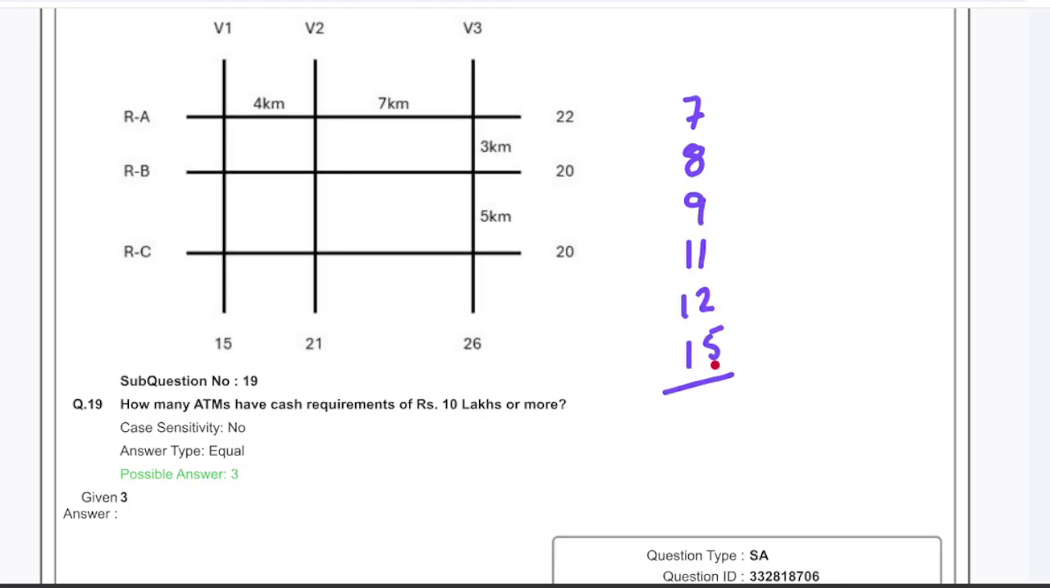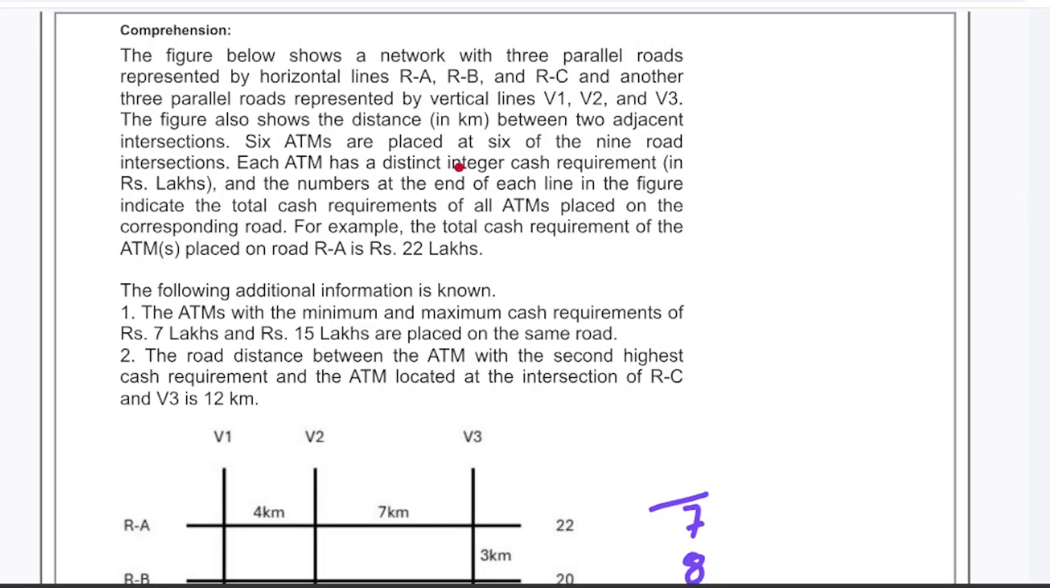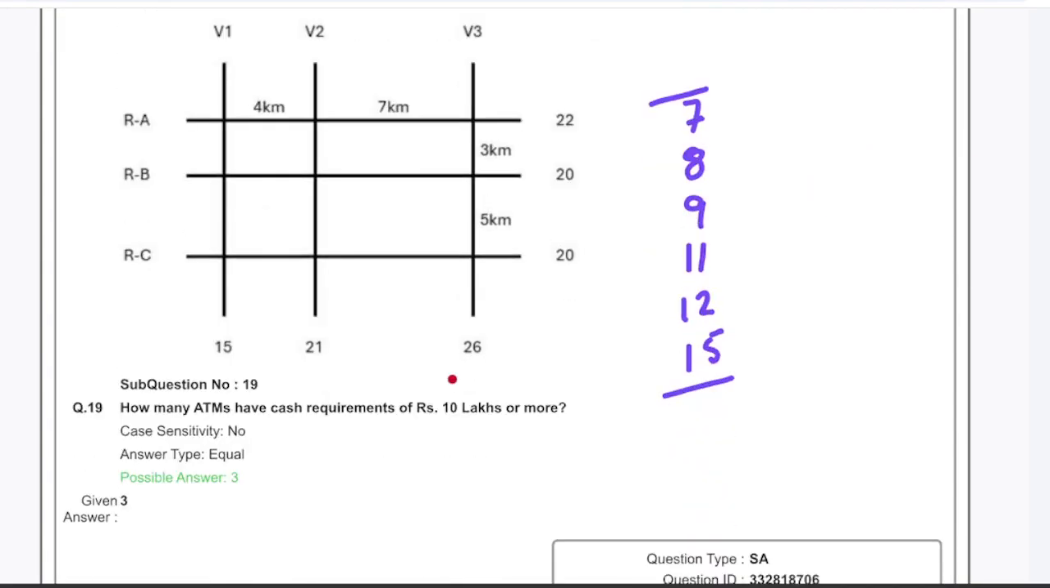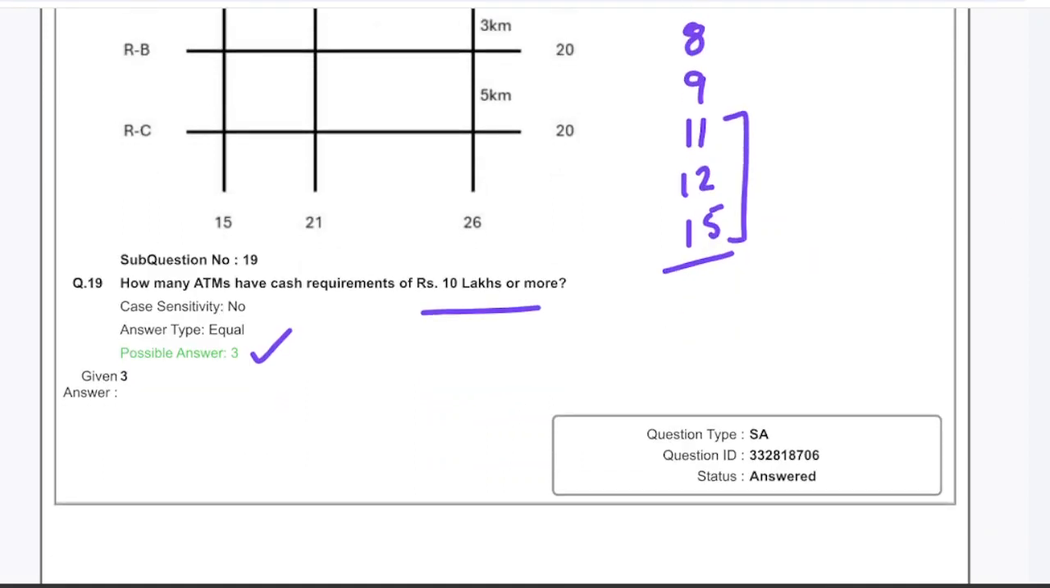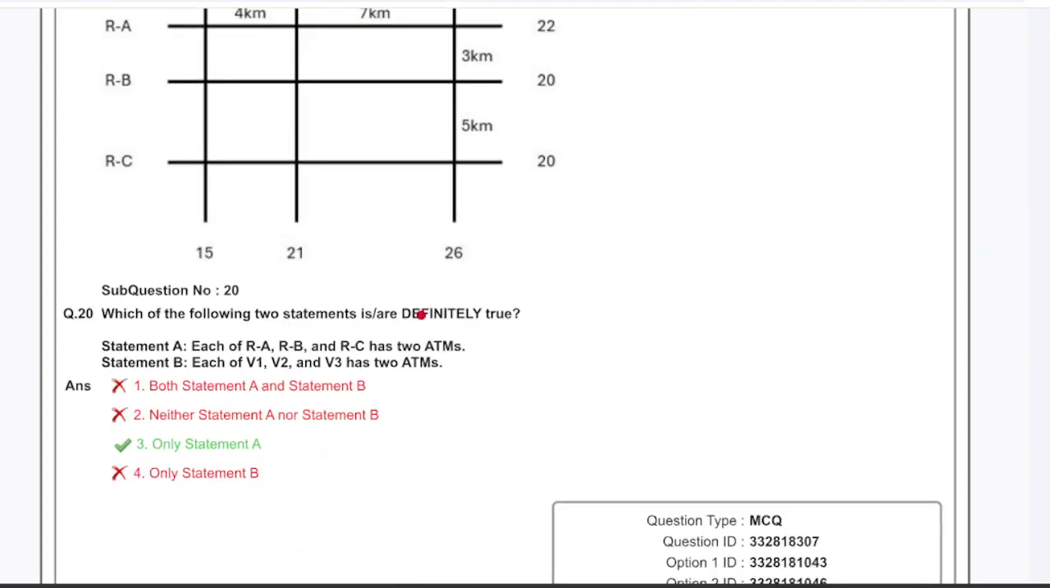That we know already. We just found out that the numbers were 7, 8, 9, 11, 12, and 15. If somebody's thinking why we did not take 10 and 10, the only reason is because they have mentioned here already distinct integers. So how many are 10 lakhs or more? That is 1, 2, and 3. So these three, answer is 3.